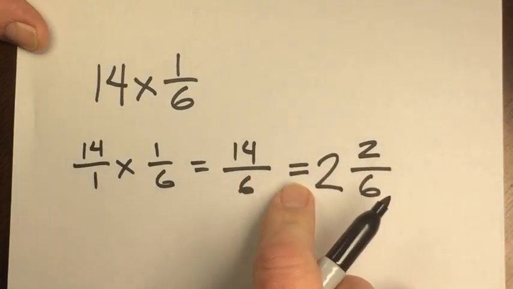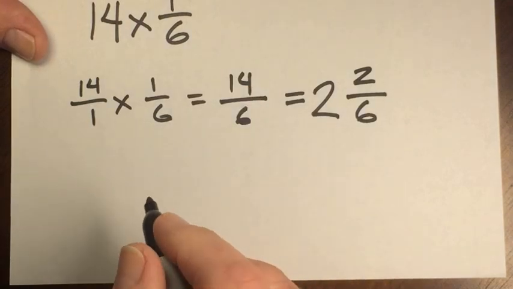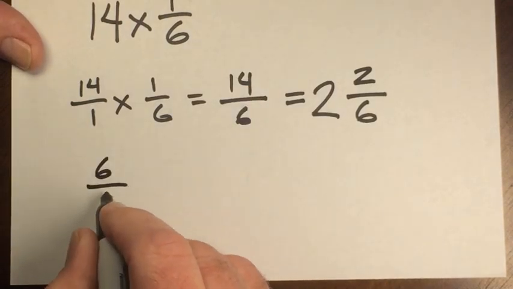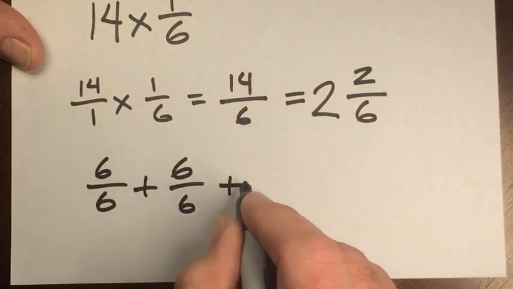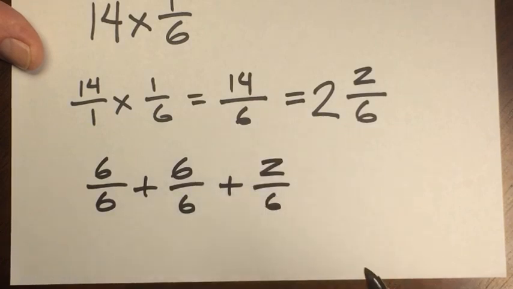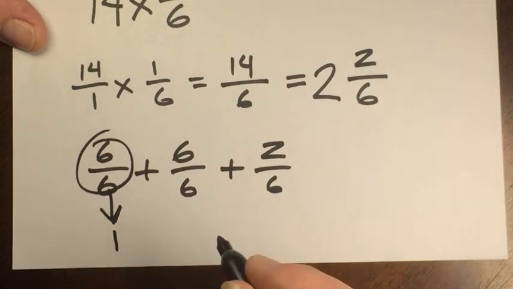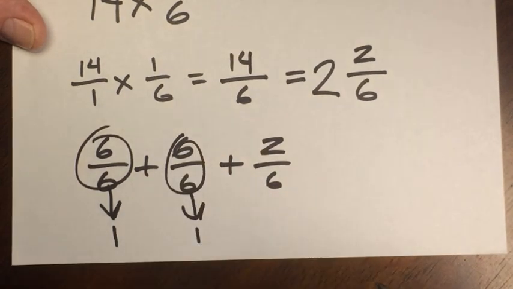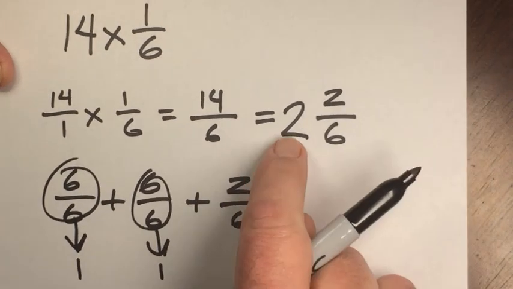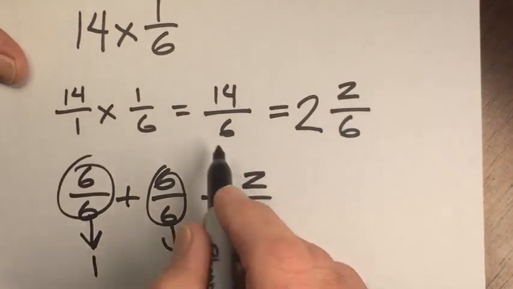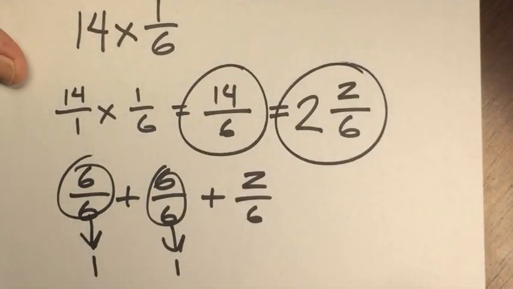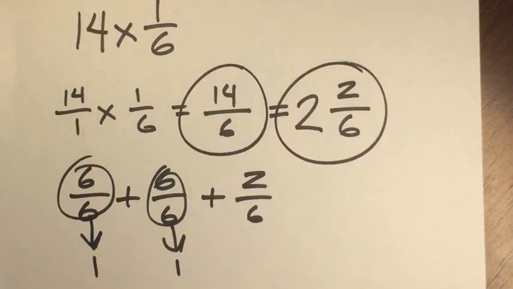What I did there, I used my break apart method by going like this. I went 6 sixths plus another 6 sixths plus my 2 sixths. That's 1. That's another 1. So that's where my 2 came from. My 2 is the 1 and 1. And my 2/6 is what's left over. Can't make another group. So I have 2 and 2/6. So this answer here and this answer here are both perfectly acceptable. We'll do one more as a practice, and I'll give you some more practice problems to do on your own.